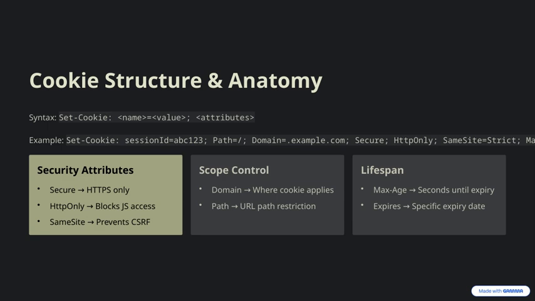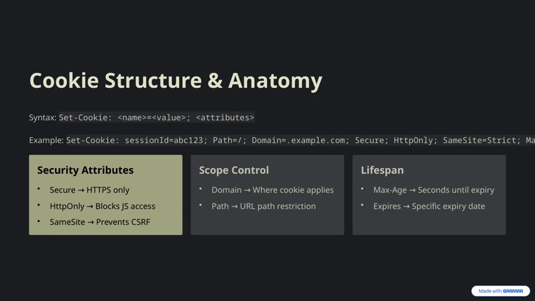First, we have security attributes. The Secure flag means the cookie will only be transmitted over HTTPS, adding a layer of security. HttpOnly is important because it prevents JavaScript from accessing the cookie, reducing the risk of cross-site scripting attacks. SameSite helps prevent cross-site request forgery, or CSRF, by restricting how cookies are sent with cross-site requests.